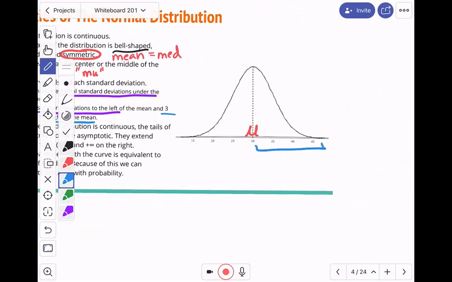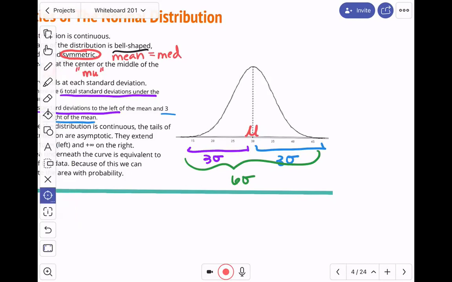So essentially, from here to here is 3 sigma. From here to here is also 3 sigma. So the total number is 6 sigma: 3 standard deviations to the left, 3 standard deviations to the right. There are 6 standard deviations underneath the curve.